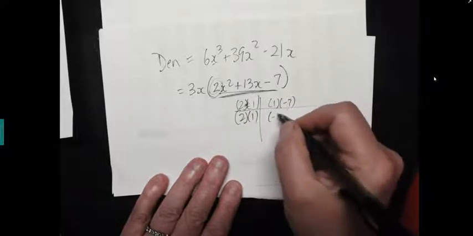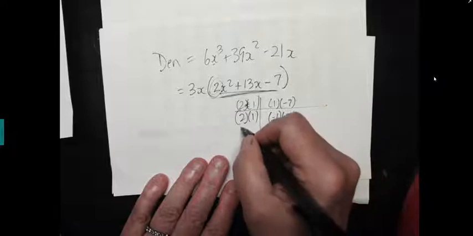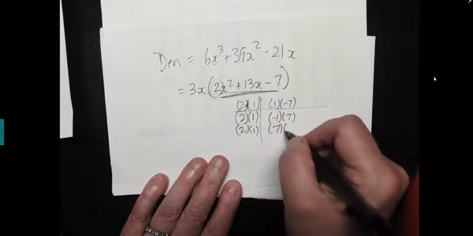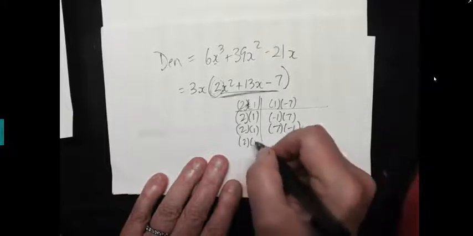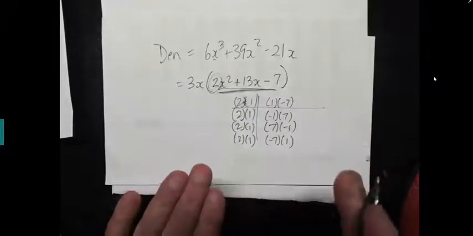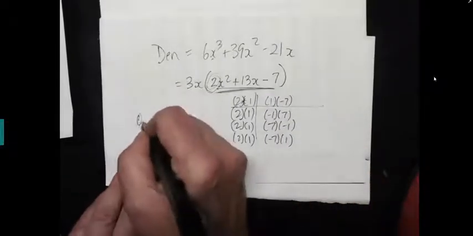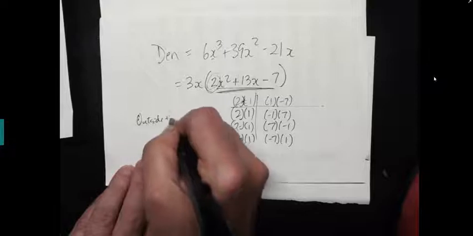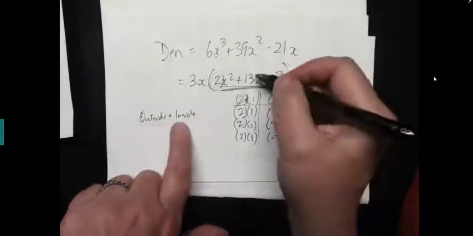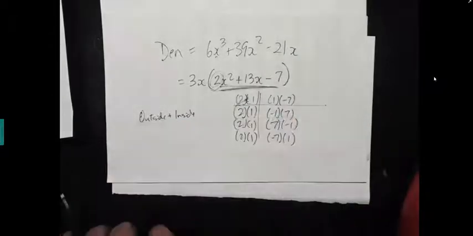Or I could have negative 1 times 7, or I could have 7 times negative 1, or I could have negative 7 times 1. Now, as soon as I find one that works, I stop. Now, I want the outside plus the inside to equal positive 13.